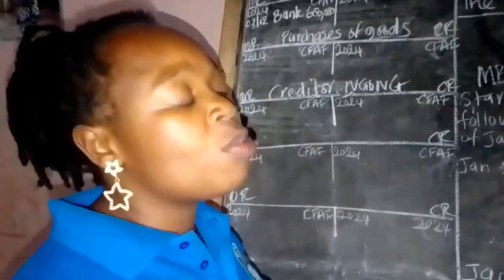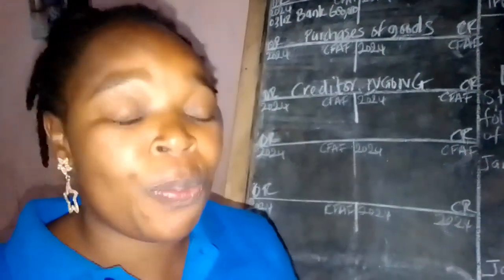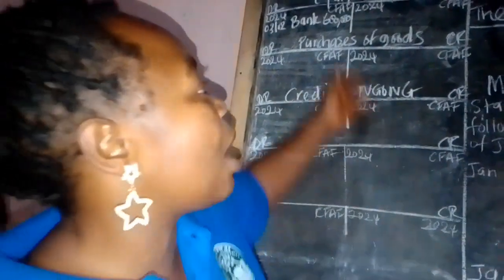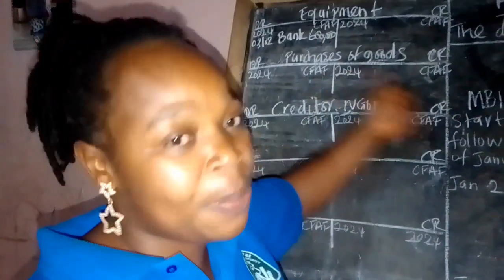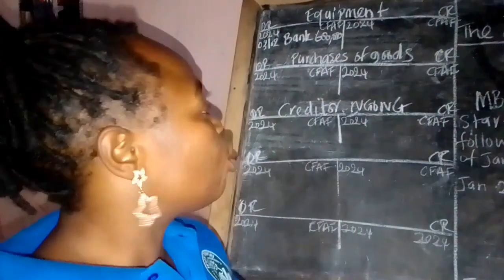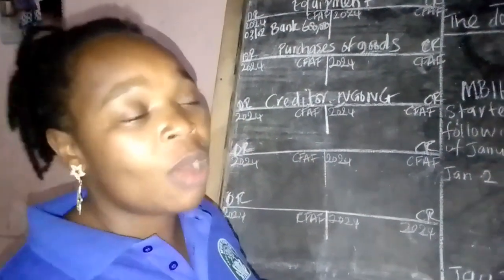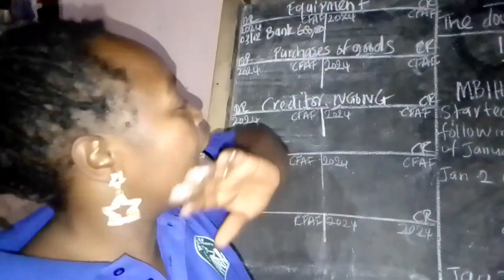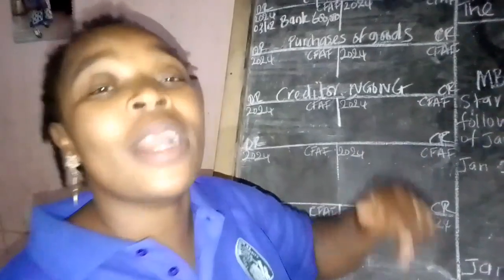Let's use the golden rule, which says that expenses are supposed to be debited. So if we are using that golden rule, we know that purchases of goods is an expenditure. In fact, that's the main expenditure of the business. So we are supposed to debit that account. If we can identify that purchases of goods is supposed to be debited, automatically creditor NDONG will be credited.